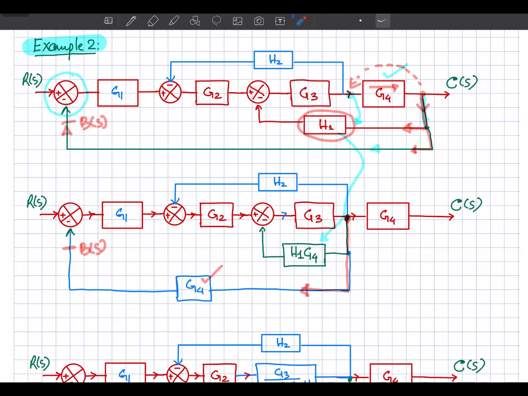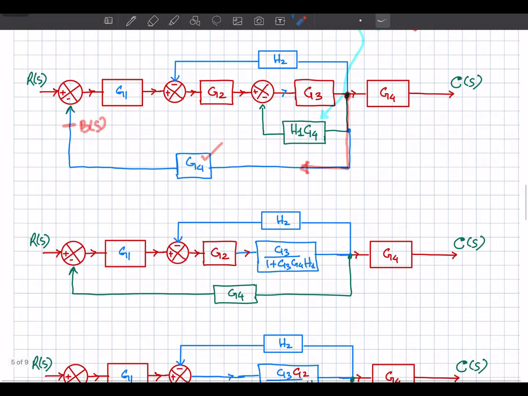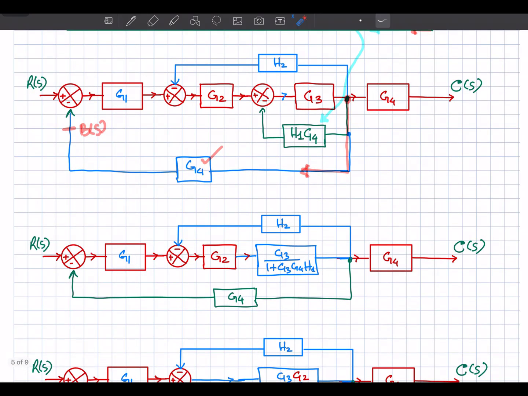Okay, so from this system now we have this one, and what we have done is we have moved this point to this one, and we have updated the gain of this path from H1 to H1 into G4, and we have updated the path over here as well, as you can see, this G4. Okay, now after doing this, we can simplify this path.